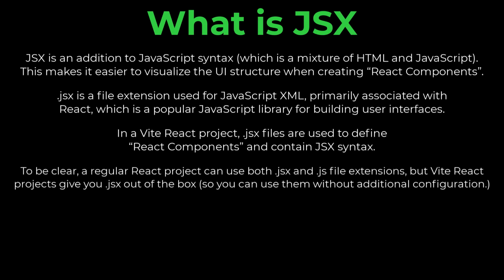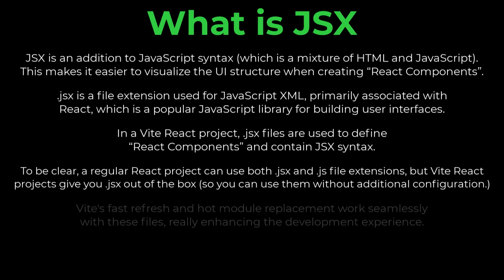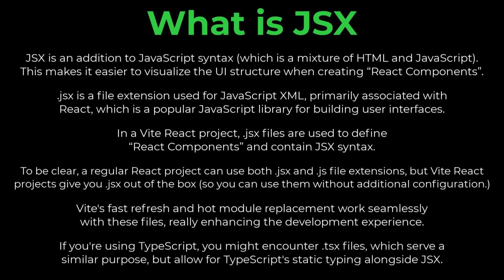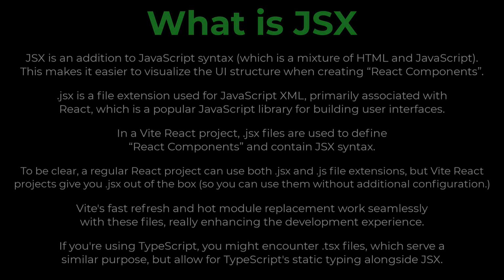To be clear, a regular React project can use both .jsx and .js file extensions, but Vite React projects give you .jsx out of the box, so you can use them without additional configuration. Vite's fast refresh and hot module replacement work seamlessly with these files, really enhancing the development experience. If you're using TypeScript, you might encounter .tsx files, which serve a similar purpose but allow for TypeScript's static typing alongside JSX. Finally, what are components?